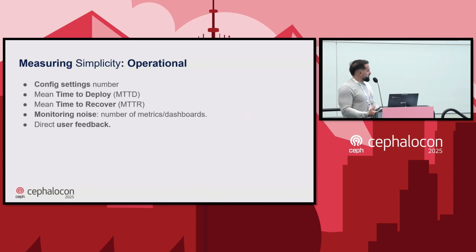And we have the operational simplicity. I will also talk later about this, but basically the number of config settings, the config options, that's a measure. If we treat the software as a black box and we just see the inputs, which are basically configuration on the input side, that might be a good measure, right?